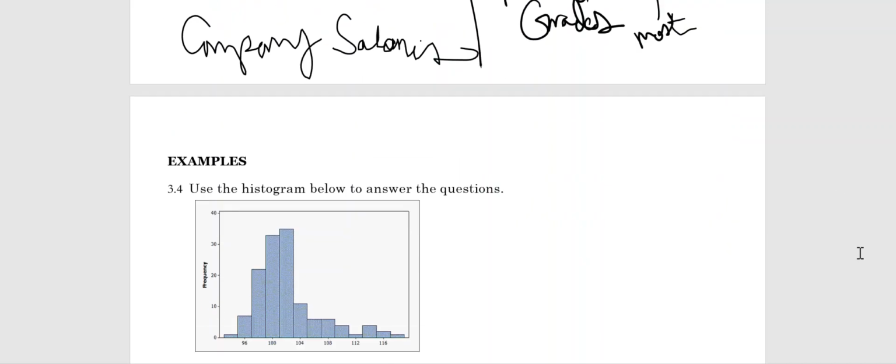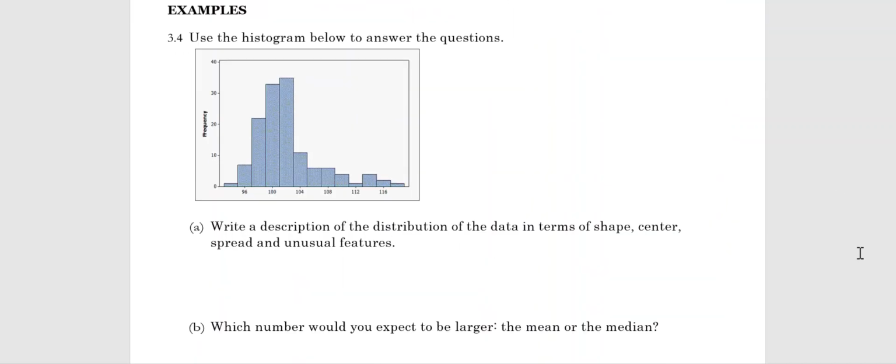So now that you know some of this, let's do some examples. Use the histogram below to answer the following questions. This should go smoother because I can write things now. Write a description of the distribution in terms of shape, center, and spread, and any unusual features it might have. When I'm doing this, I always start with the verbal components first, and then I go to center and spread and unusual.